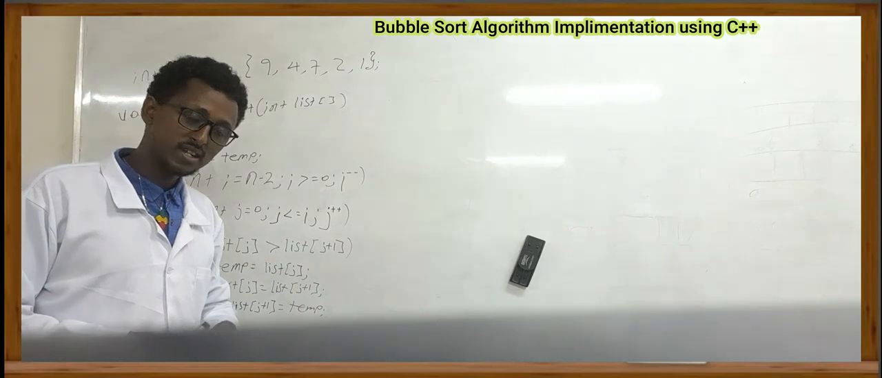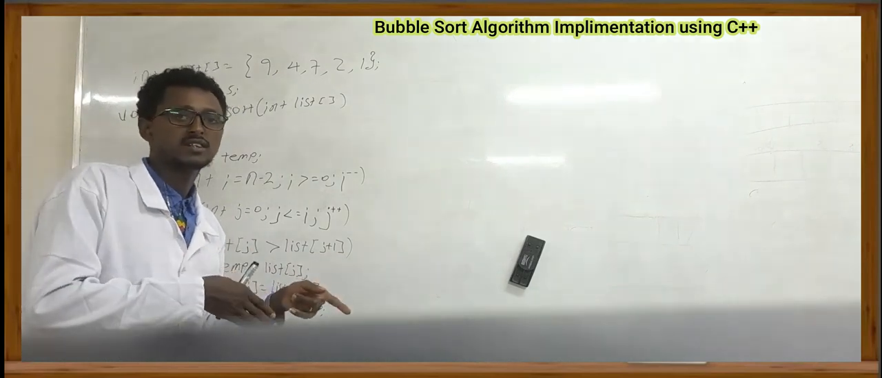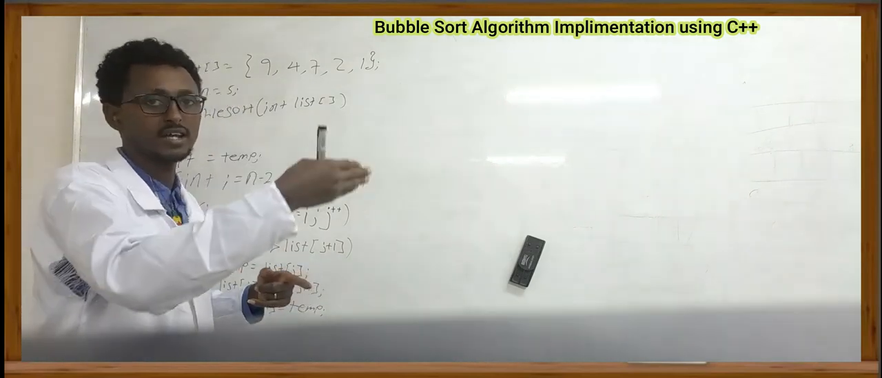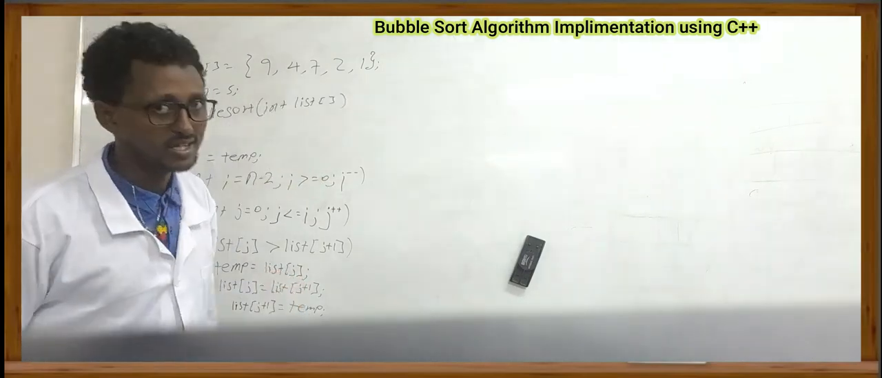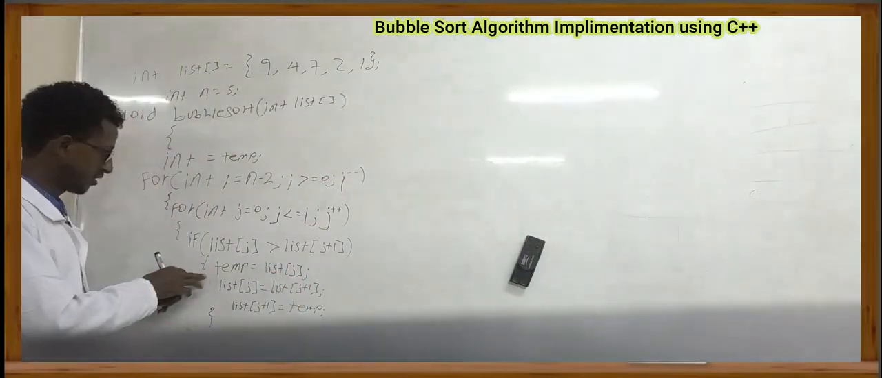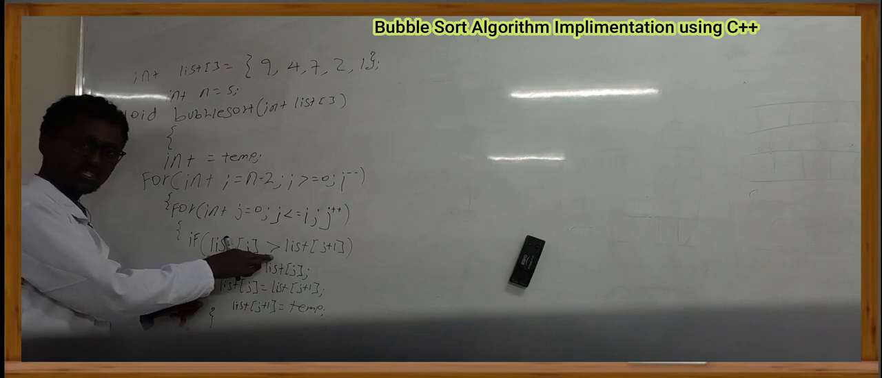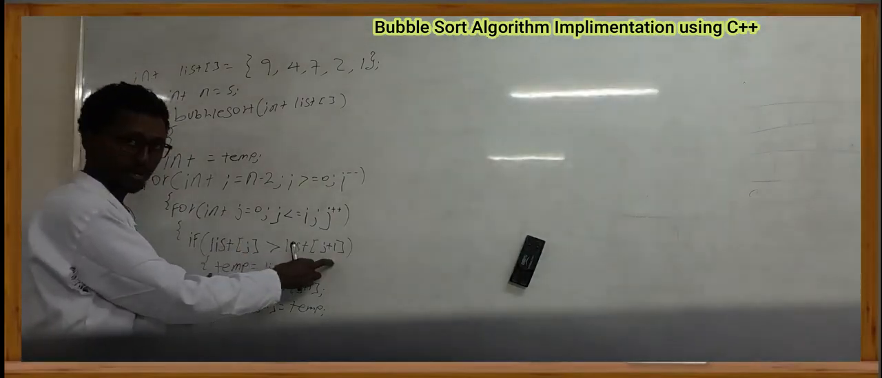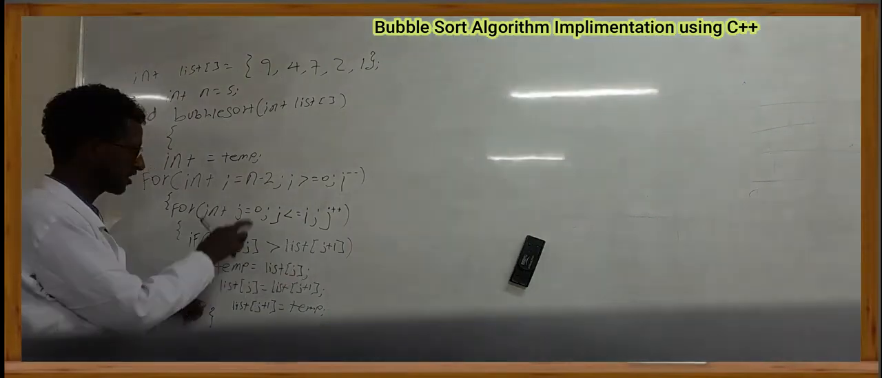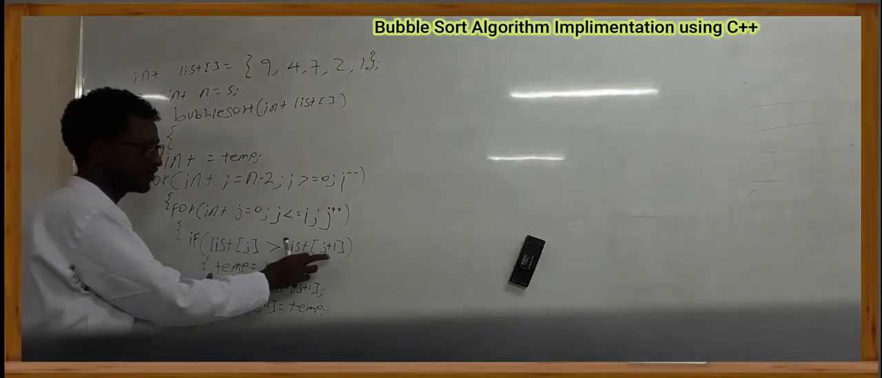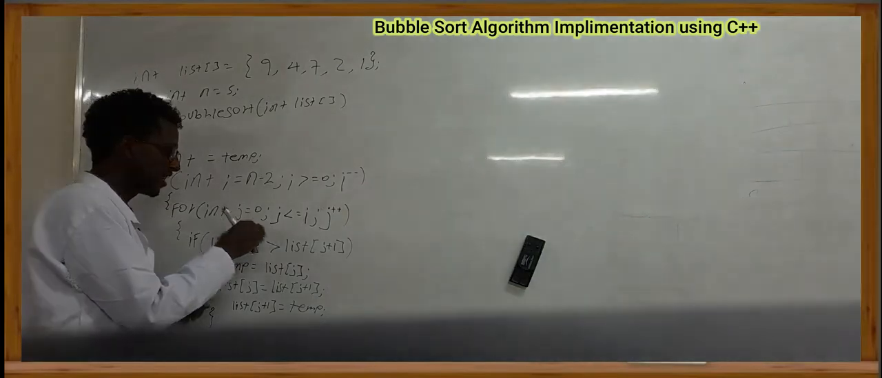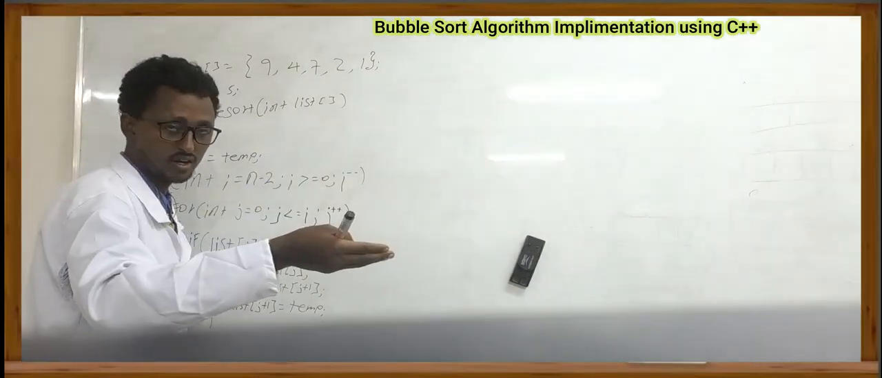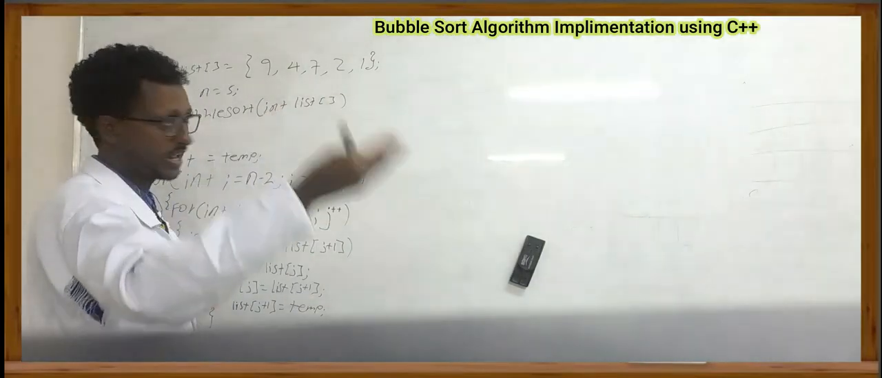Move the next item to the first place and push the previous item to the next place. So if this condition is satisfied, that means list of j greater than list of j plus 1, j starts from 0, and list of j plus 1 means the next value, the index of j moved to the next one.